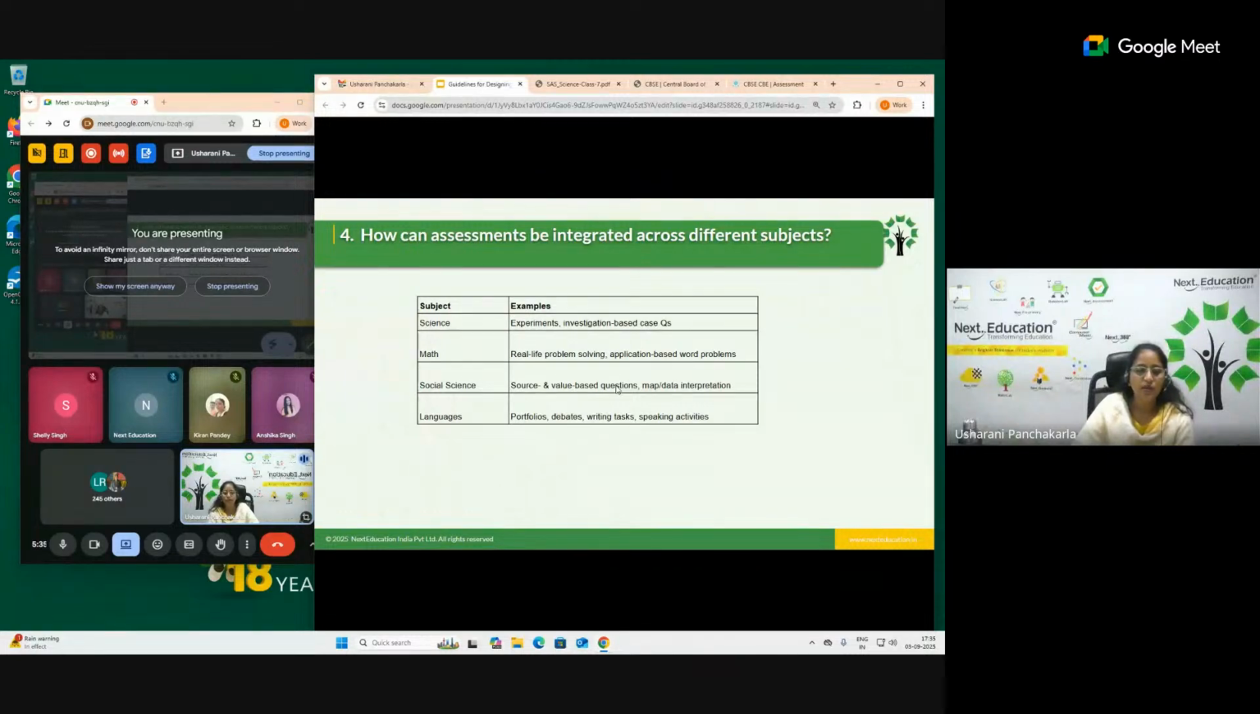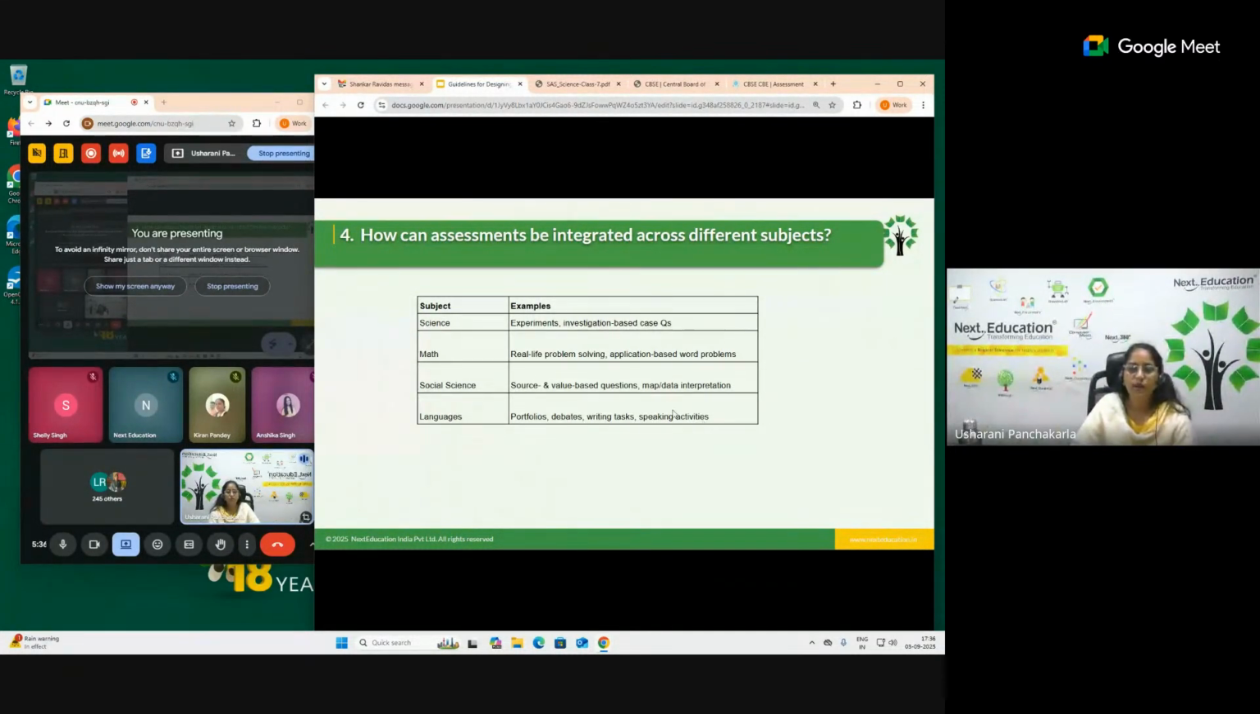Value based is where values like life skills, empathy, humanity, compassion, or responsibility are covered, and you can see such questions too. Then map or data interpretation, where you have a bar graph or an India map, and from there you extrapolate and ask questions, for instance to identify the capitals. Coming to languages, you have portfolios, which we have already discussed, debates and discussions, writing tasks like essay writing or writing on any topic, and speaking activities.